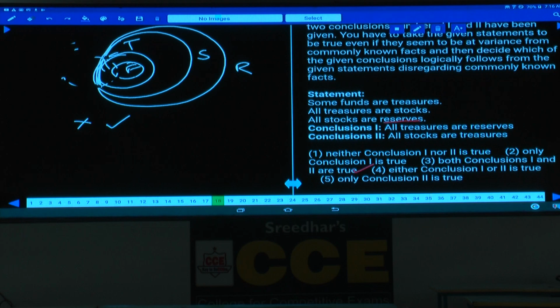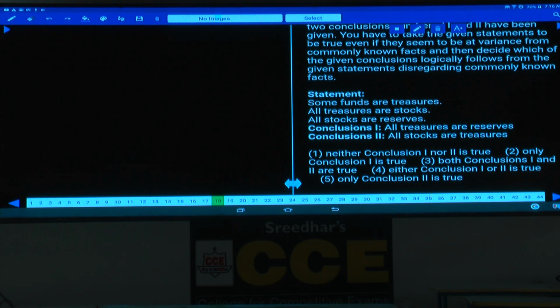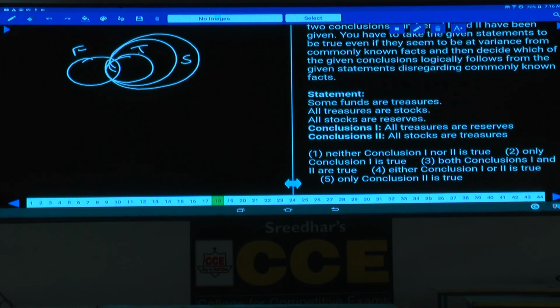Then coming to question number 18. Now in this 18, some funds are treasures. This is again based on the same statement. Some funds are treasures. And all treasures are stocks. All these treasures are what? All treasures are stocks. And all stocks are treasures. Now with the help of this one, all treasures are treasures. Is it true or false? All treasures are treasures. Definitely true. Next one, all stocks are treasures. All stocks are treasures is also true. Then what is your answer here? Both the conclusions follow.